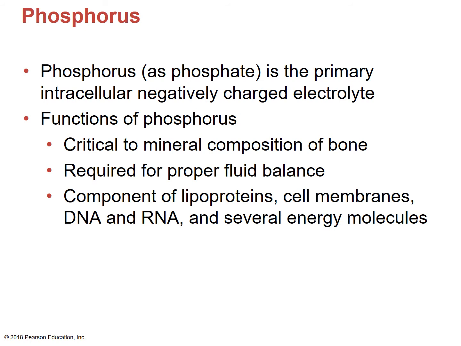Phosphorus. Phosphorus combines with calcium in hydroxyapatite crystals. In the body, phosphorus is most commonly found combined with oxygen to form a phosphate. About 85% of our body's phosphorus is stored in our bones, where it combines with calcium to form the hydroxyapatite crystals, which provide the hardness of the bone.